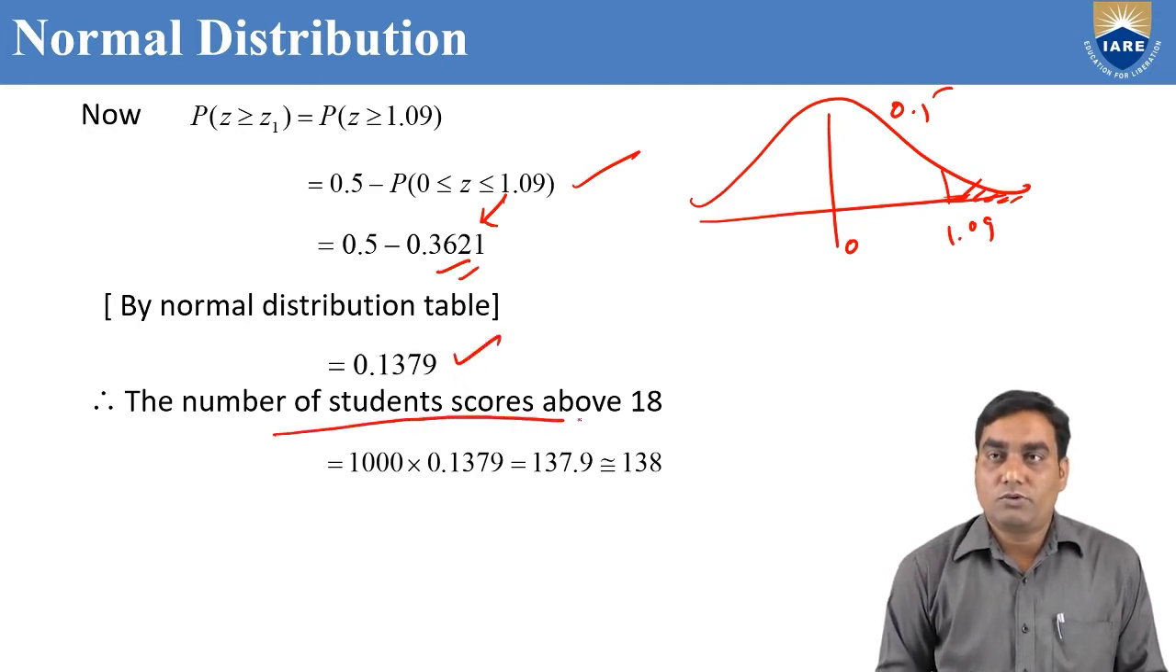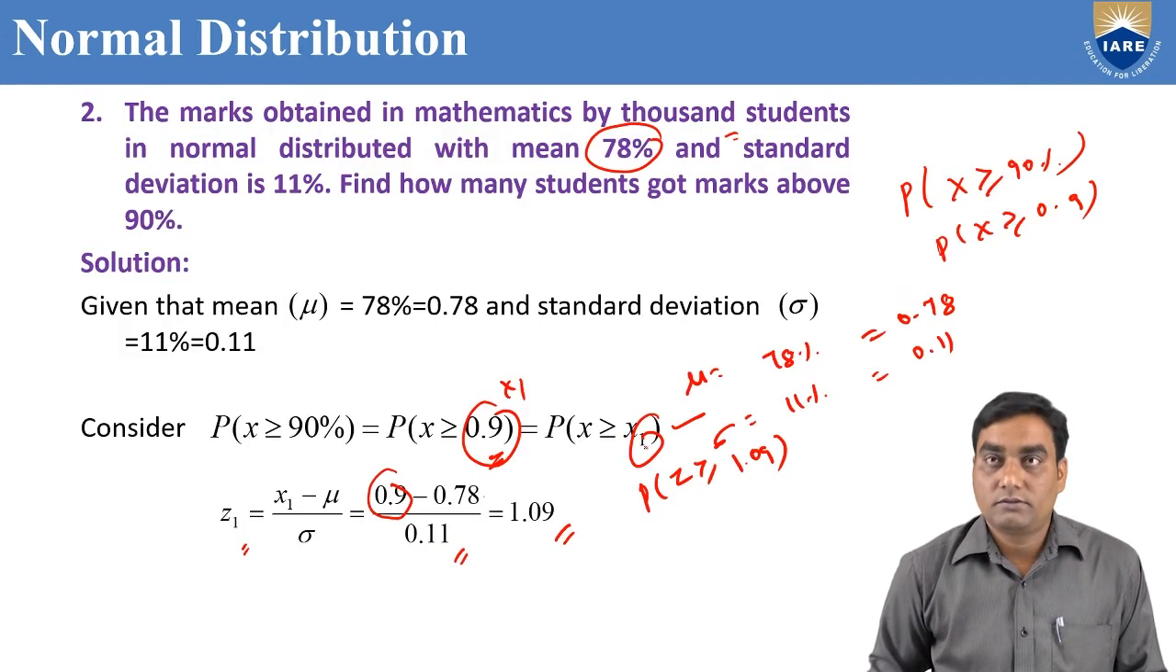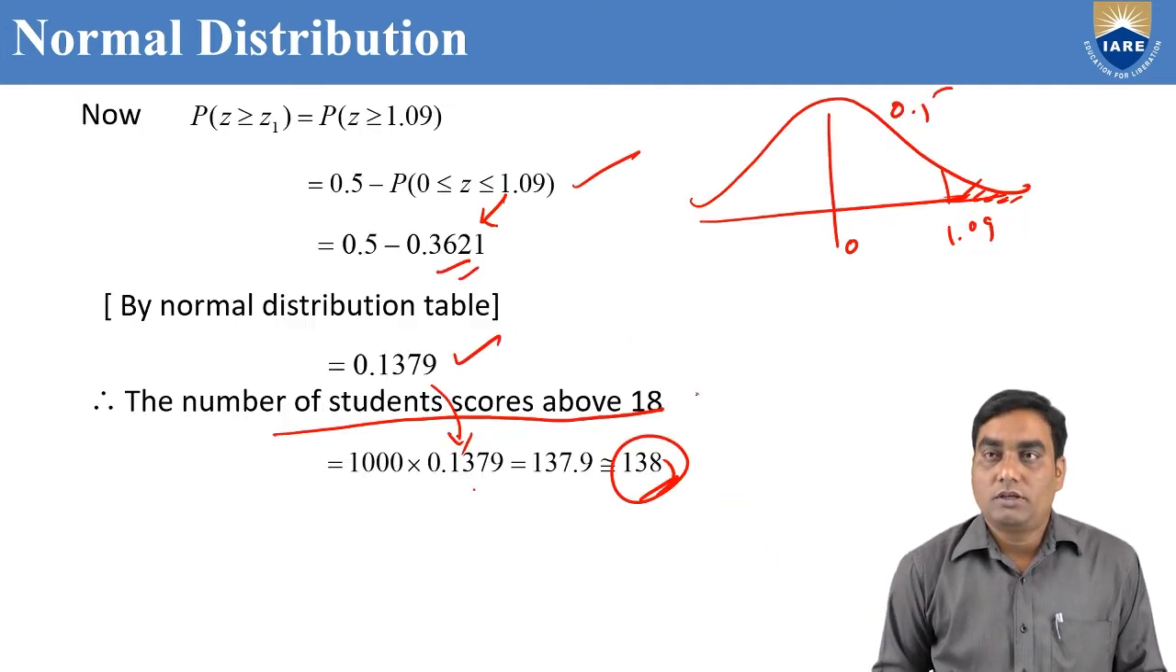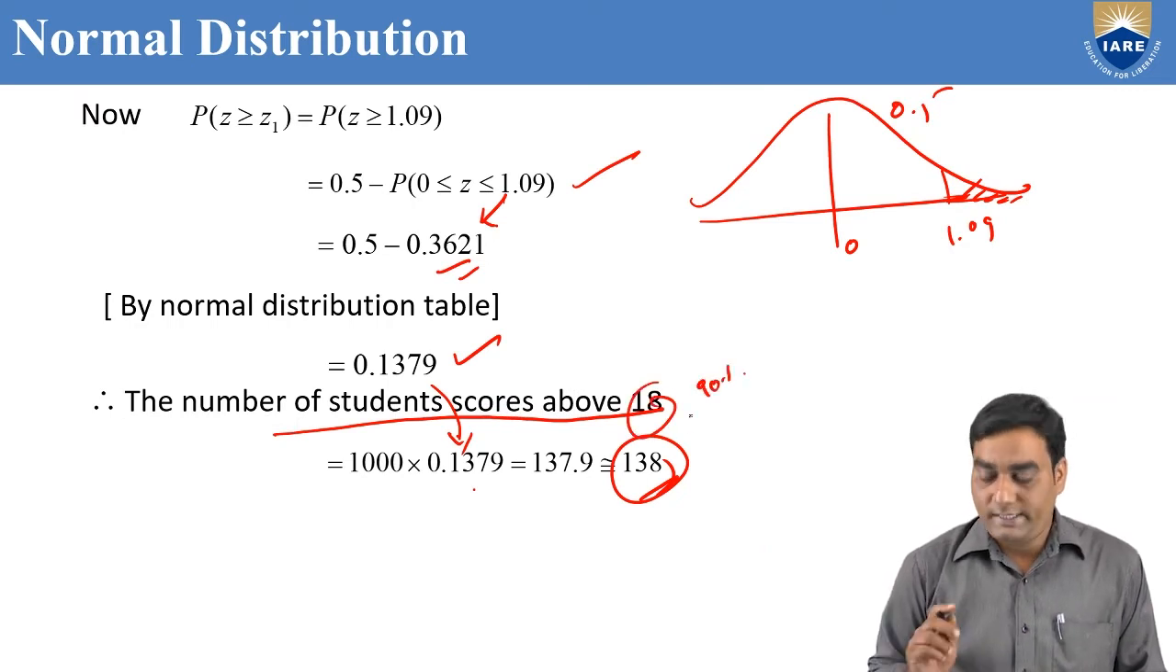So you multiply the total number of students with 0.137. Therefore, 138 students above 90%. Sorry, above not 18, above 90%. Okay? Above 90% is 138 students.